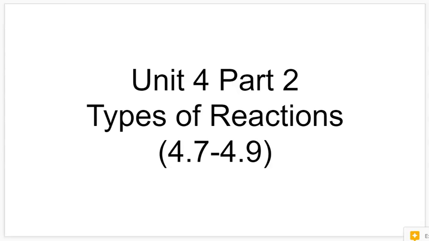Hello, AP Chemistry students. We're now at part 2 of Unit 4, and this one's going to focus on the types of reactions. These are associated with sections 4.7 through 4.9. We skipped section 4.6 at the moment because that's all about titrations, and the three major types of chemical reaction that we're going to talk about today have titrations associated with them. So I figured it'd be better to go over the reactions first.